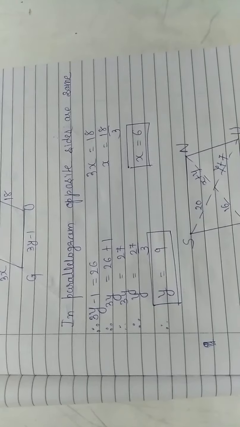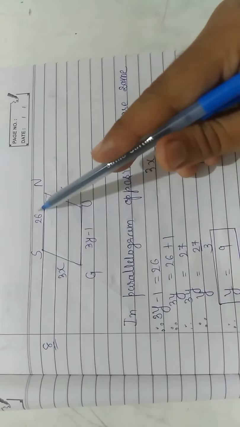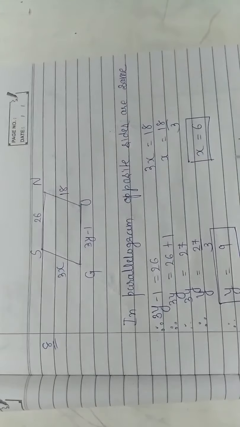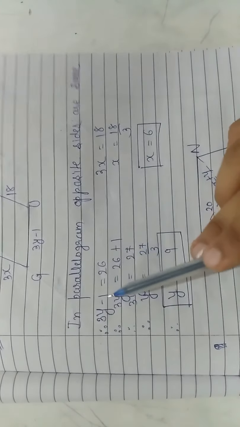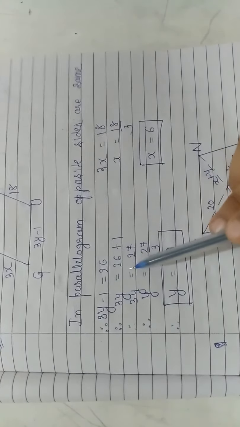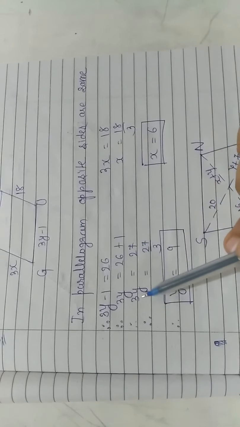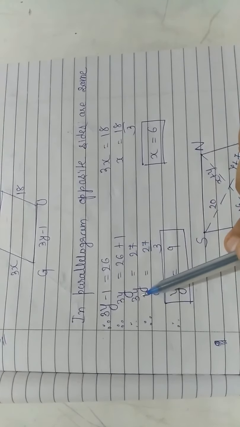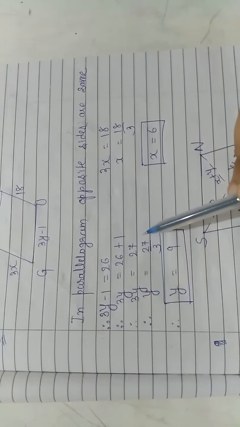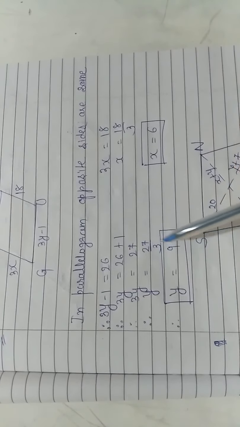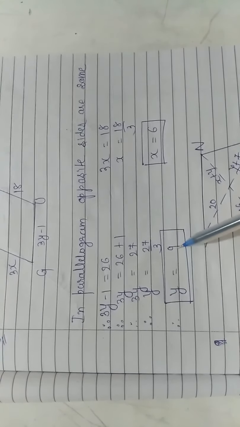Okay, so let me see how to find. So here friends, 3y minus 1 is equal to 26. Okay, these two sides are same, parallel sides. So 3y minus 1 is equal to 26. 1 transfers to right hand side, it becomes plus 1, 26 plus 1 is 27. Now this 3 goes to division of 27, so 27 by 3, 3 9s are 27. So we got the value of Y is equal to 9.